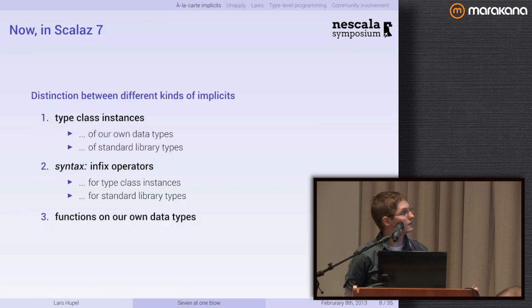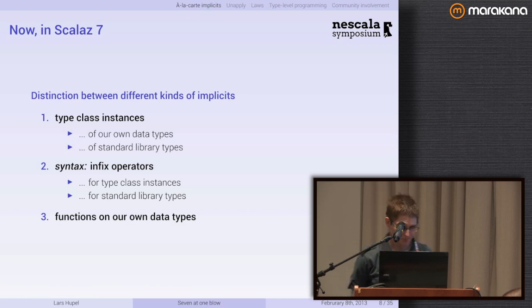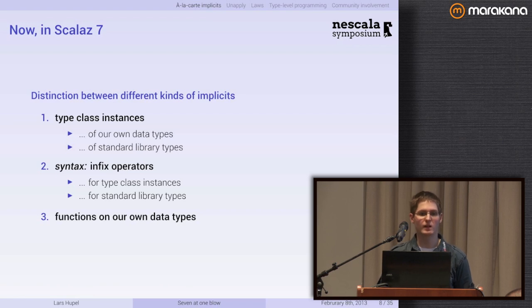Now, in Scalaz 7, it's a bit more complicated. We distinguish between different kinds of implicits. First of all, we have type class instances, like this thing here. This is a type class instance. And there's also another separation: we distinguish between type class instances of our own data types and instances of standard library types.